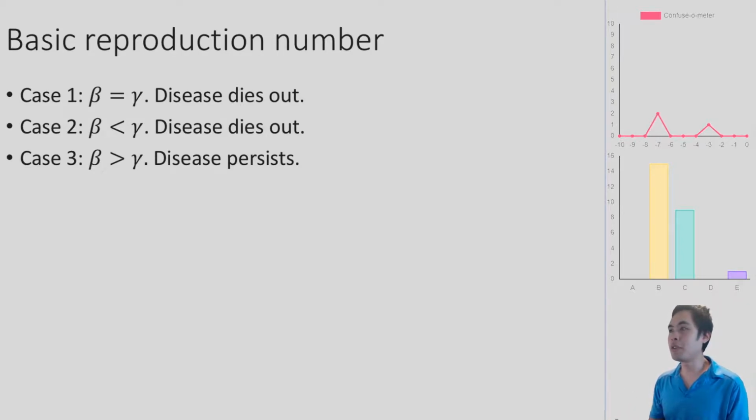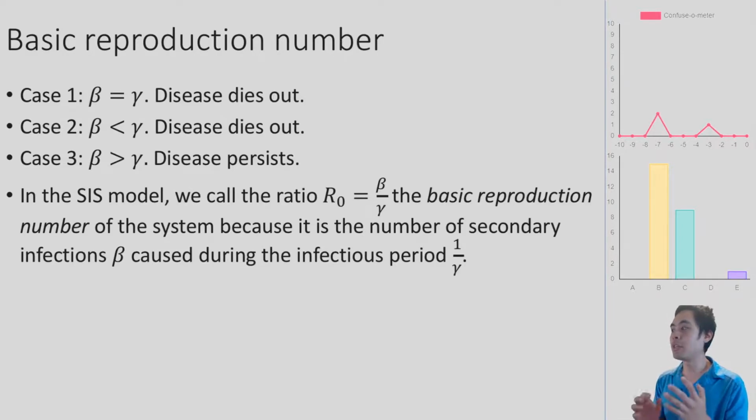So you guys might have heard of R0, or R naught. In the SIS model, we call the ratio R0 the basic reproduction number of the system because it's the number of secondary infections, beta, caused during the infectious period, 1 over gamma. So remember, the recovery rate is gamma, so the time you're infected is on average 1 over gamma. And so the number of individuals one individual infects while infected is beta over gamma.